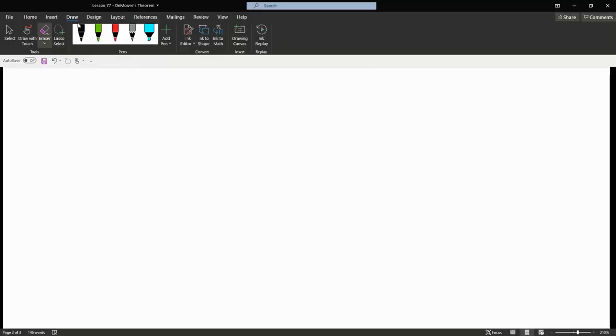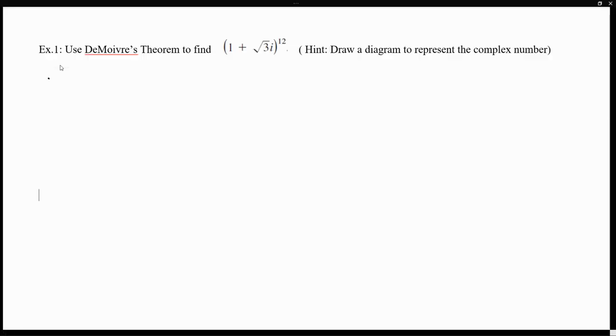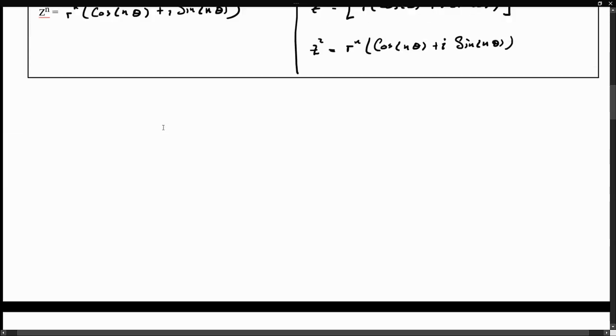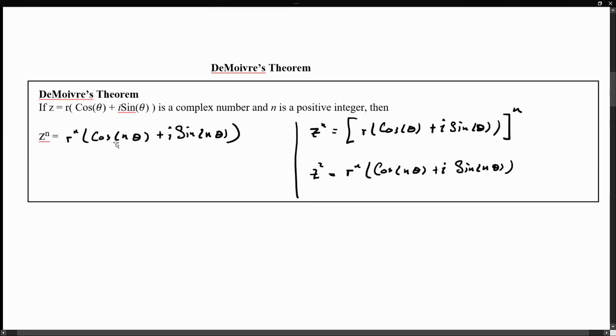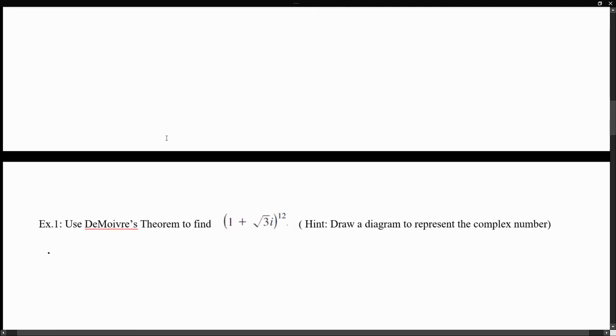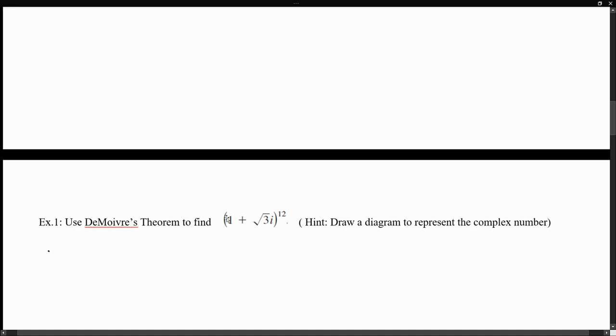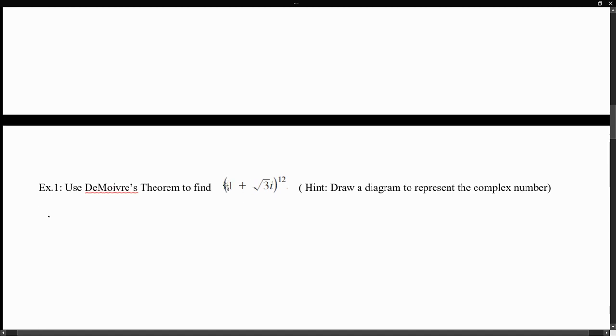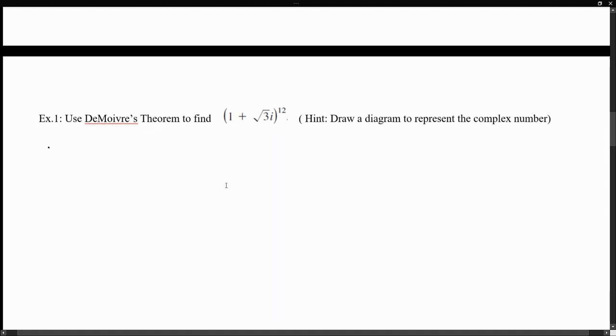But there's this small problem with the way this problem is stated. In order for us to use DeMoivre's theorem, notice that my complex number needs to be written in trig form. So if we want to use DeMoivre's theorem, the first thing I want to do is take our complex number and define it in trigonometric form. So let's start by doing that.